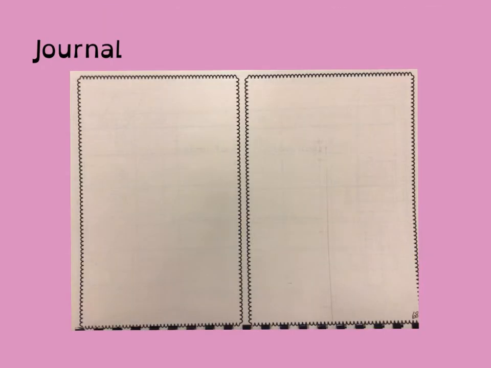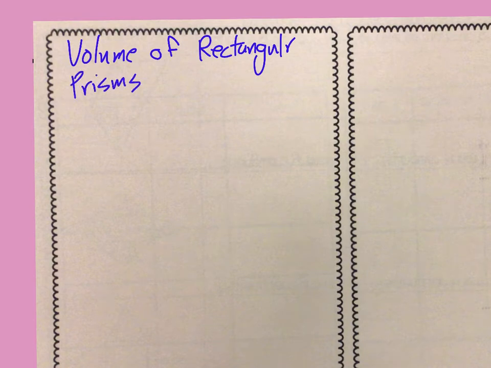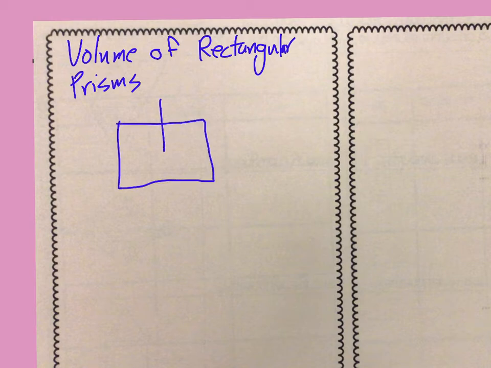Let's move on. In your journal, I want you to go to page 68. There are some blank pages there. I want you to look at this blank page right here, and I want you to write what I'm going to write. I want you to write volume of rectangular prism. I misspelled rectangular. Let's see how good you are at drawing one of these rectangular prisms with me.